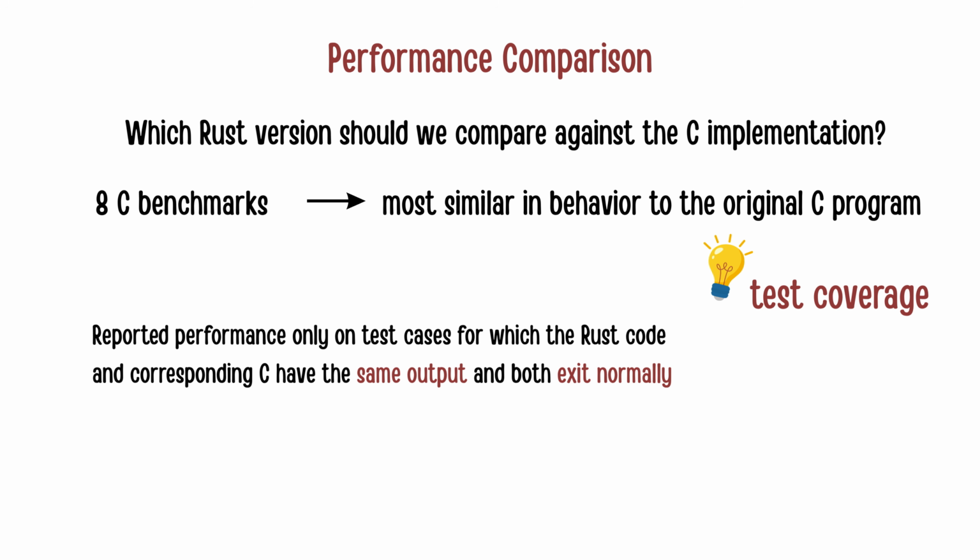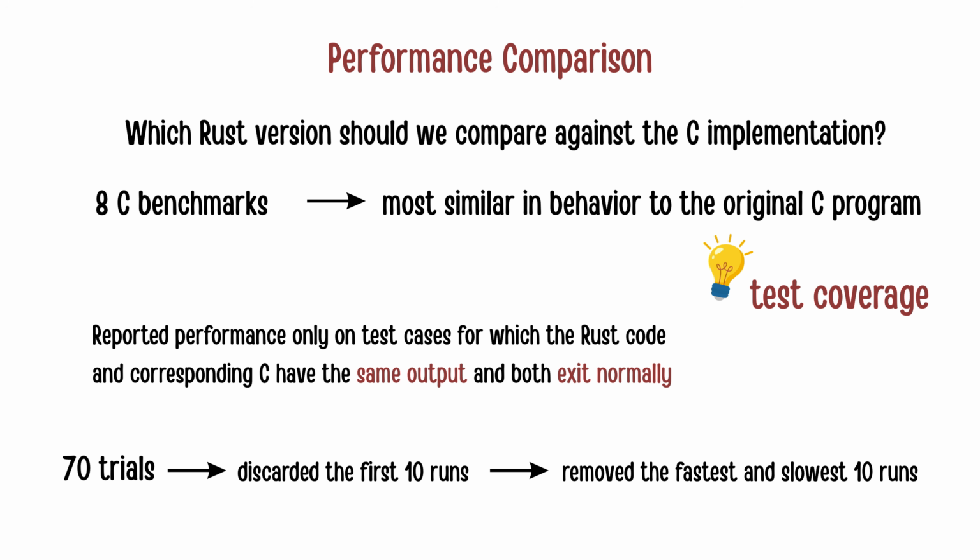To reduce the impact of noise, each program was executed repeatedly. The researchers performed 70 trials. They discarded the first 10 runs to allow hardware and operating system caches to warm up. They then removed the fastest and slowest 10 runs from the remaining measurements. Finally, they used the remaining runs to calculate the average execution time.